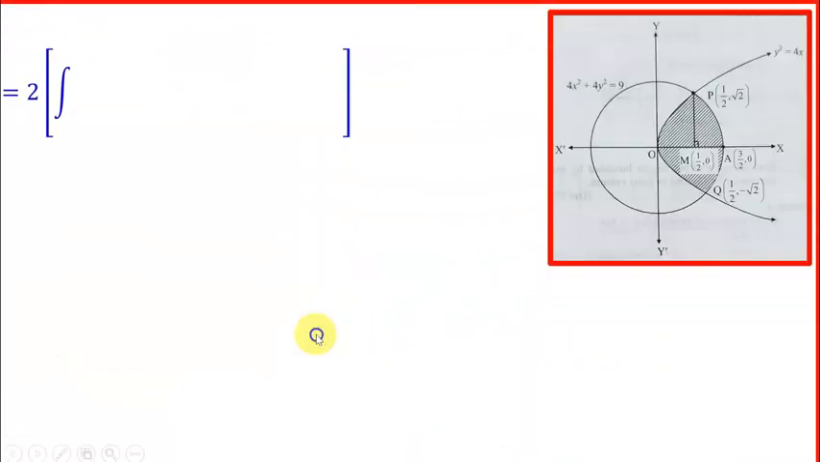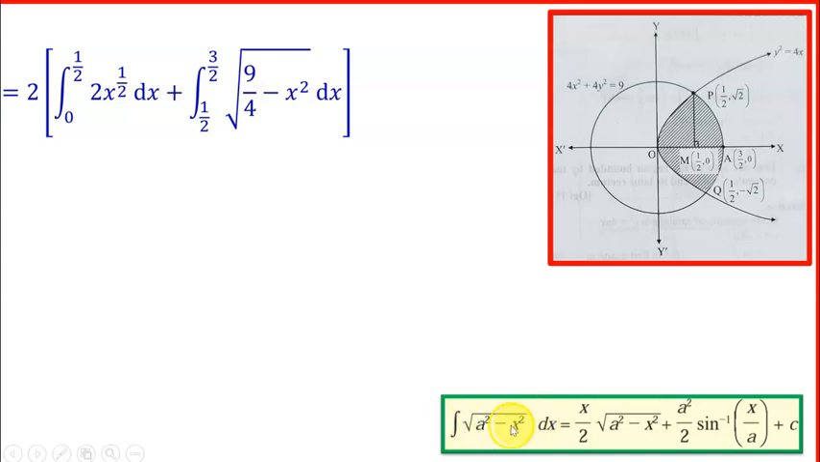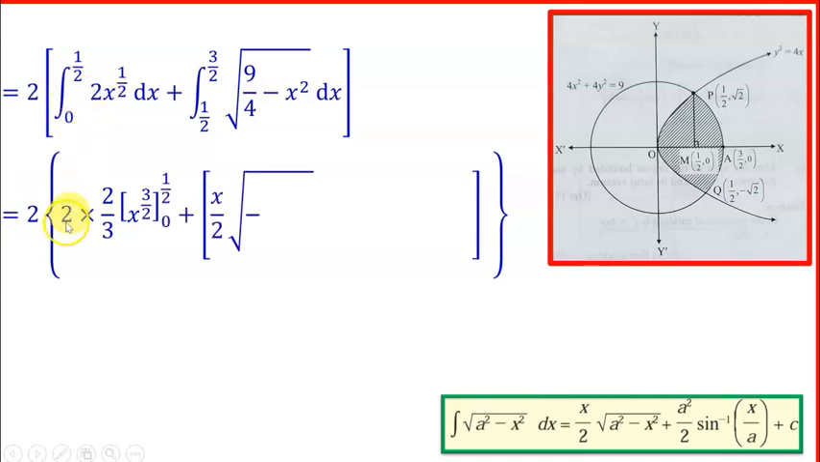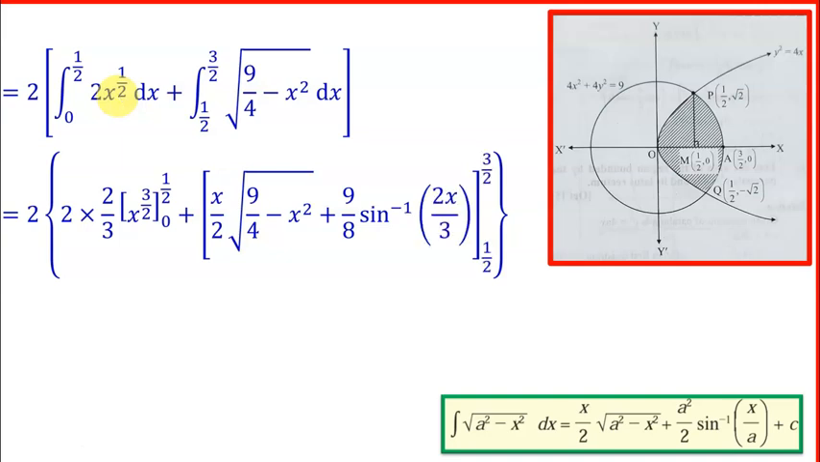Now see this. The integral of root of a square minus x square dx is equal to x by 2 into root of a square minus x square plus a square upon 2 sine inverse of x upon a plus c. Now integrate this. Here is the 2, a constant, x raised to 1 upon 2. Its integral is x raised to 1 upon 2 plus 1, means x raised to 3 by 2 upon 3 by 2. Then multiply by the reciprocal, it will become 2 by 3. Lower limit is 0, upper limit is 1 upon 2.